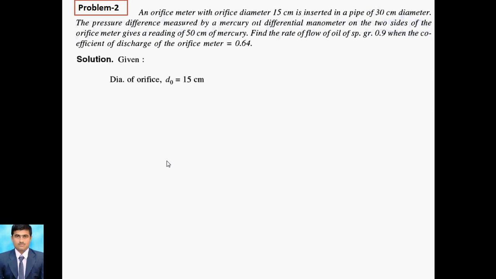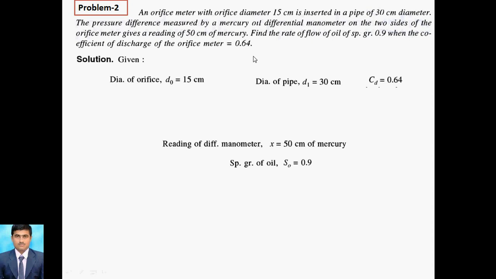So first of all, we write the given data. d naught is equal to 15 centimeter. Then d1 is 30 centimeter. Then the pressure difference measured between the two sides is x, 50 centimeter. CD is 0.64, x is 50 centimeter. After that, the rate of flow of oil. Here oil is flowing, so S naught is 0.9. Then Cd is 0.64.